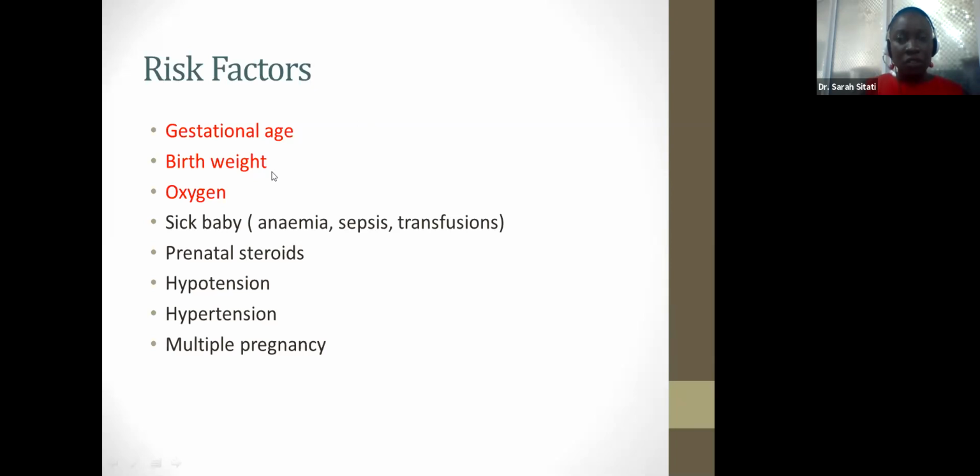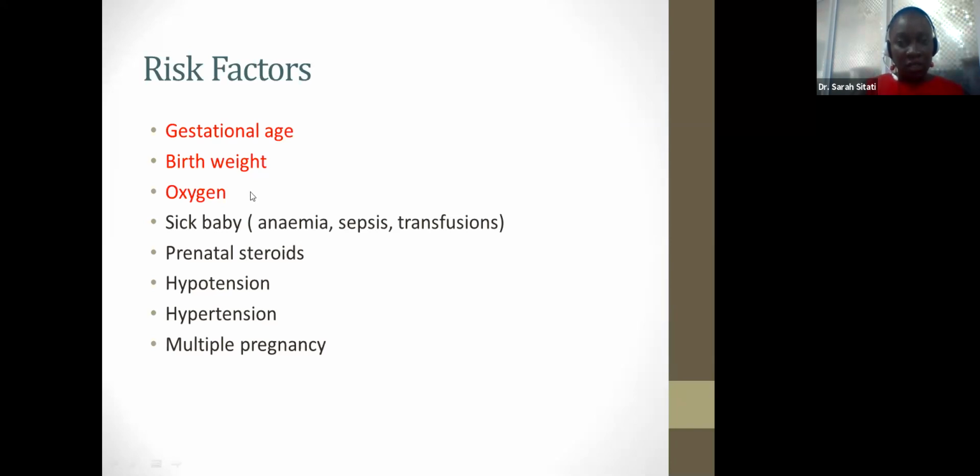The second most important risk factor is the birth weight, yeah? So birth weight, irrespective of gestational age, has also been found to be an important risk factor. So the smaller the baby and the younger the baby, the higher the risk.